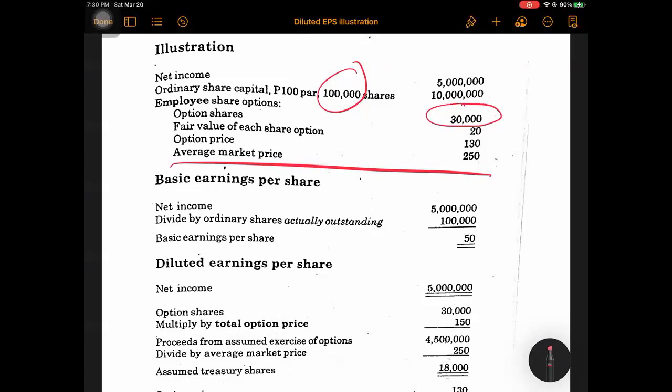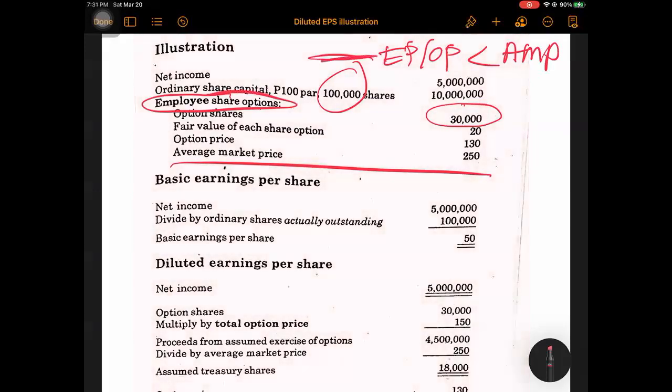Okay. Yes, di ba? Because we can say that the options and warrants are dilutive if your exercise price or your option price is lesser than your average market price. So, ito yung composition sa imong exercise price and option price. Since this is share options, part of your exercise price is the fair value of the services.